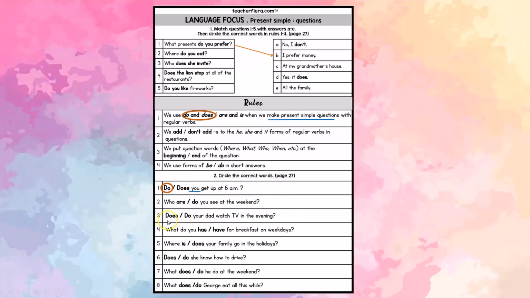Okay, let's see question 3. "Does or do your dad watch TV in the evening?" So what's the subject here? Your dad. So is your dad singular or plural? Yes, good. It is singular. So what should be the answer? Does or do? Yes, the answer is does. So you circle does. Okay, so I want you to do the rest on your own.